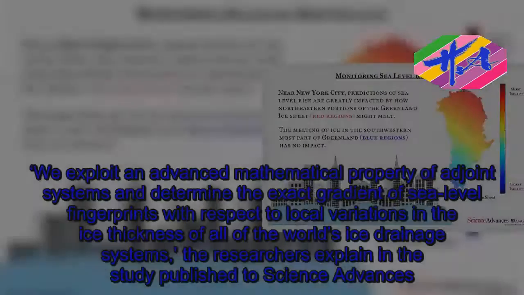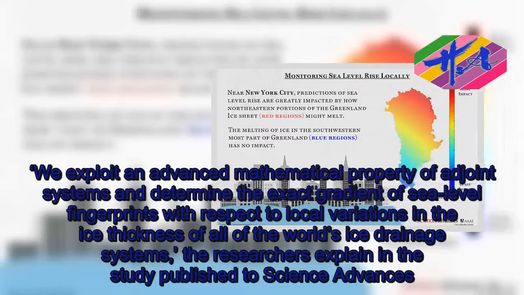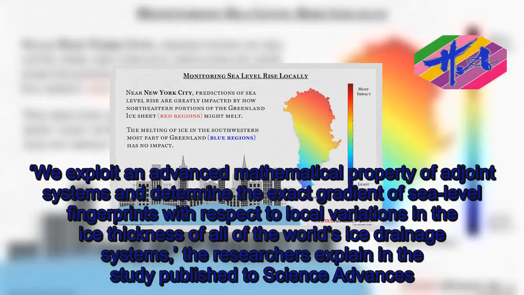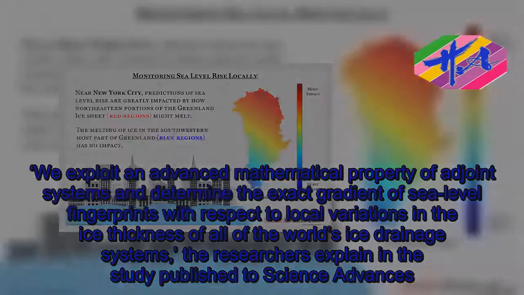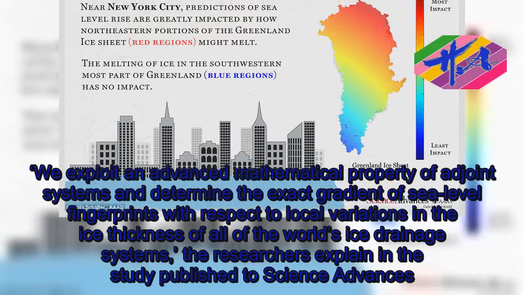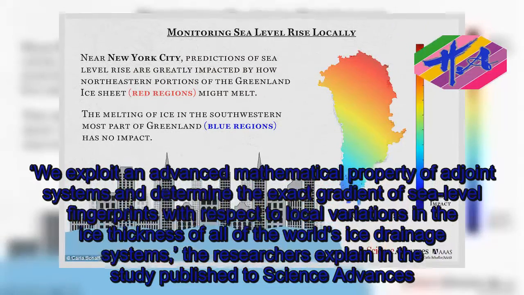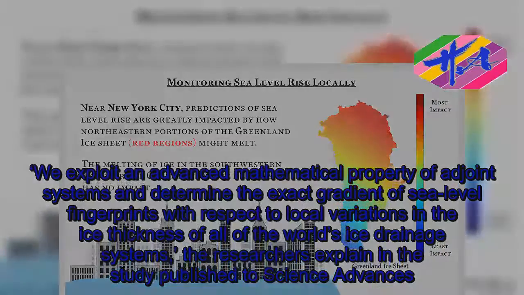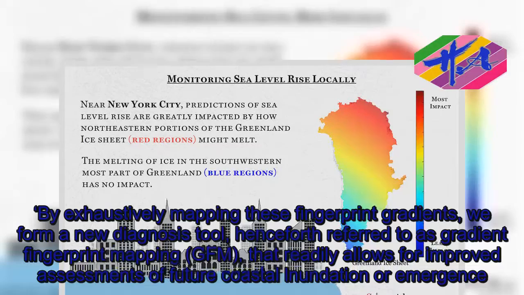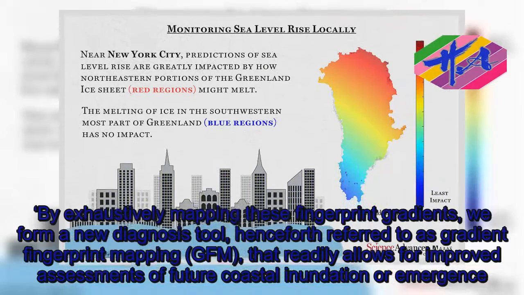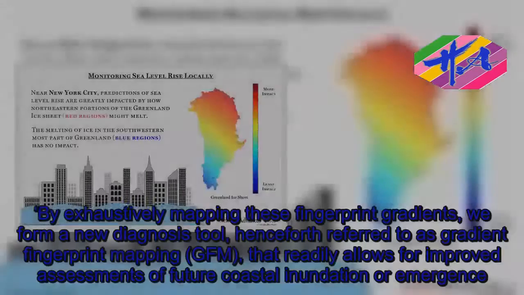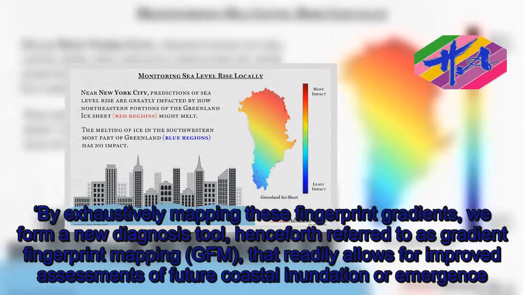We exploit an advanced mathematical property of adjoint systems and determine the exact gradient of sea level fingerprints with respect to local variations in the ice thickness of all of the world's ice drainage systems, the researchers explain in the study published in Science Advances. By exhaustively mapping these fingerprint gradients, we form a new diagnosis tool, henceforth referred to as Gradient Fingerprint Mapping, GFM, that readily allows for improved assessments of future coastal inundation or emergence.